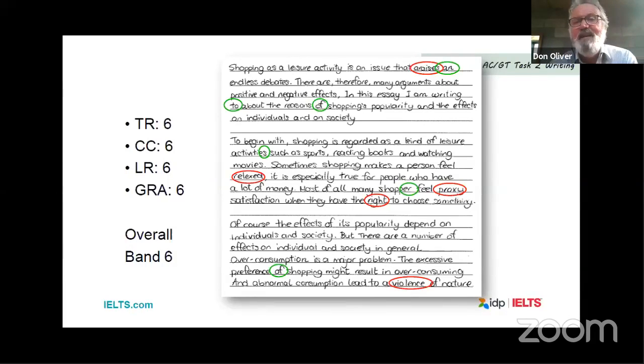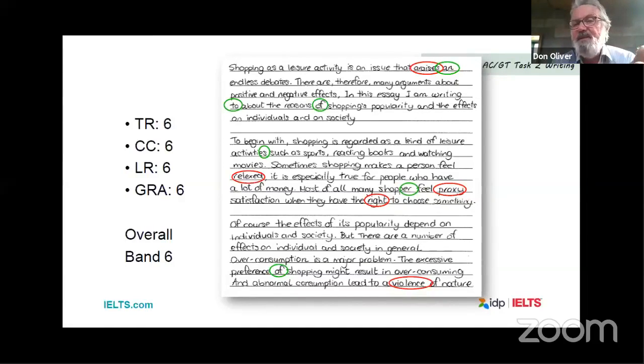So here there are errors in articles and "endless debates." You can't say that. "Writing to about," that preposition is unnecessary. "The reasons of shopping" should be "the reasons for shopping," the wrong preposition. "Kind of leisure activities," the plural is wrong there. And you can see all of those errors marked in green on your screen indicate that there are too many errors to get a band 7 for grammar.